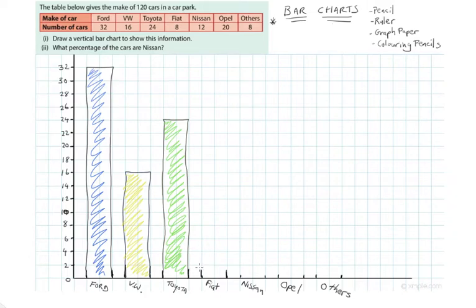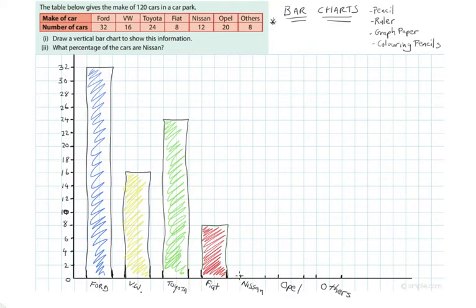Fiat is the next one. There's only 8 Fiats. So you go up to 8. You don't see too many Fiats in Ireland. But if you ever go to Italy, after all this coronavirus stuff has stopped, you'll see a lot of Fiats. And you'll see some Alfa Romeos as well.